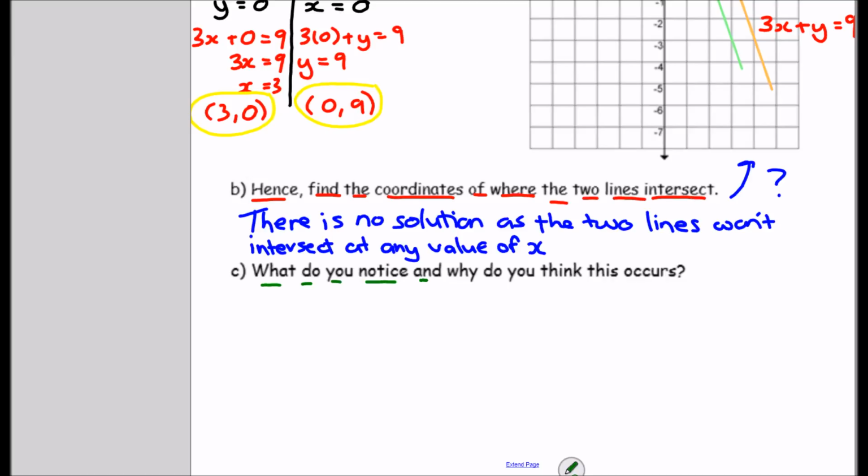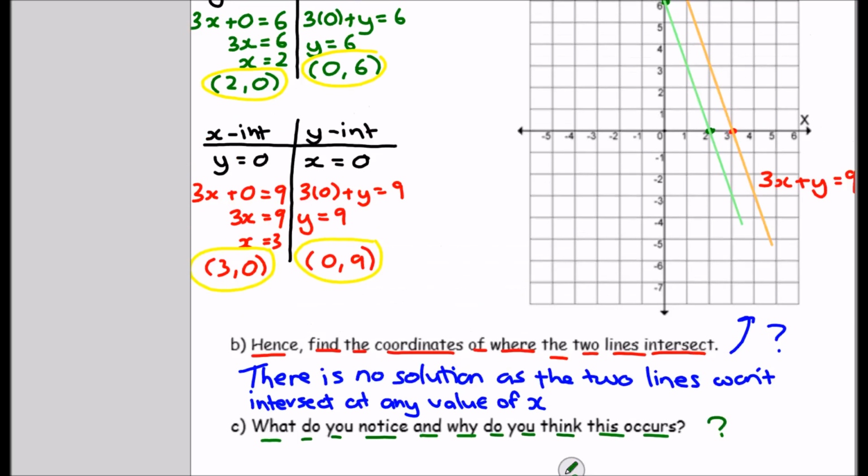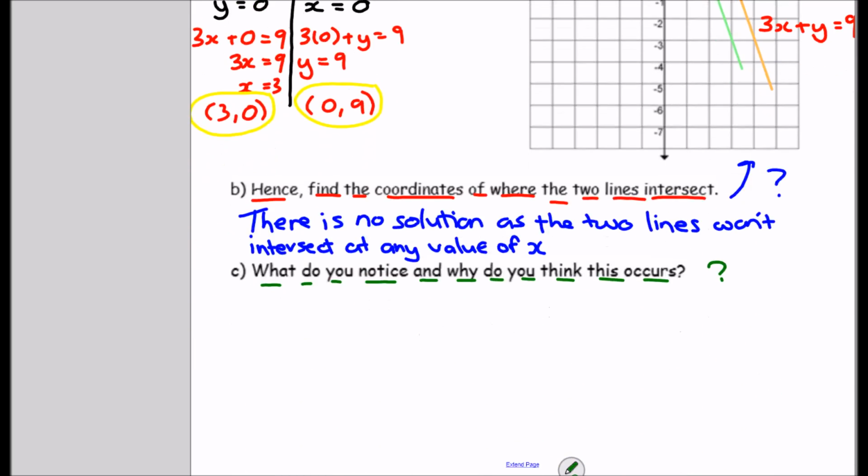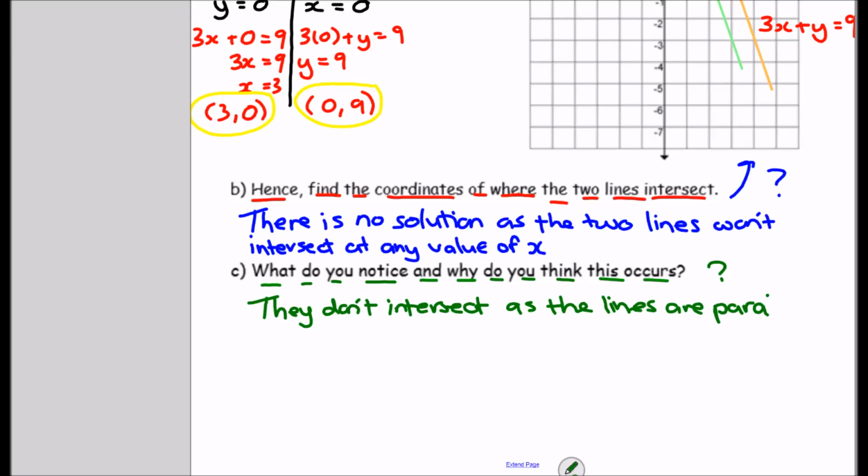Part C asks us, what do you notice and why do you think this occurs? So to some extent we've already answered what do you notice. So what's something extra that we notice? Something extra that we notice is that the two lines are parallel. So that's what I'm about to write. They don't intersect. It was pretty obvious from part B, as the lines are parallel.